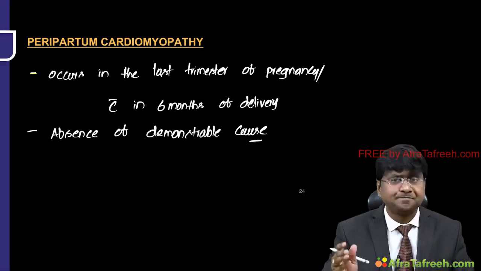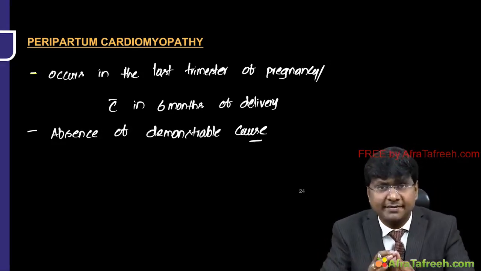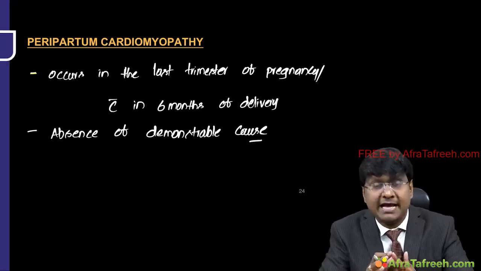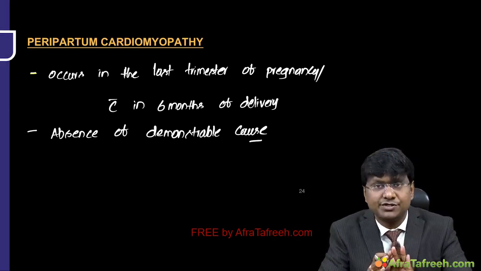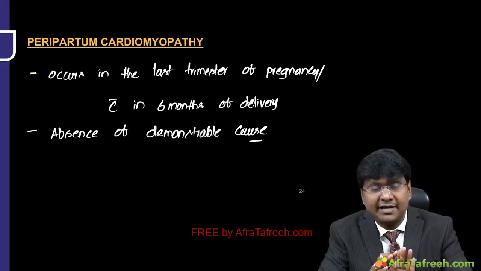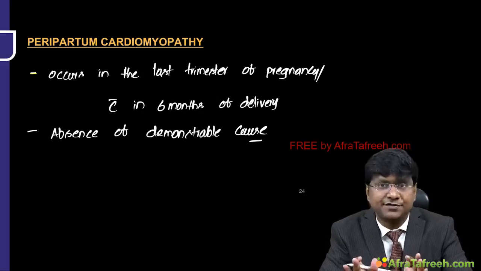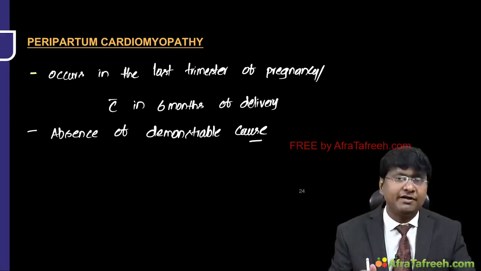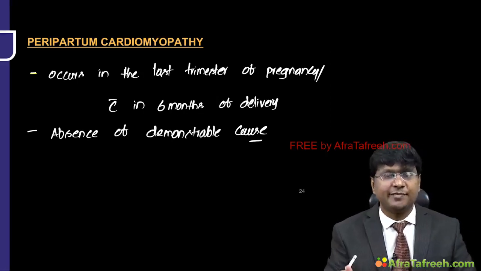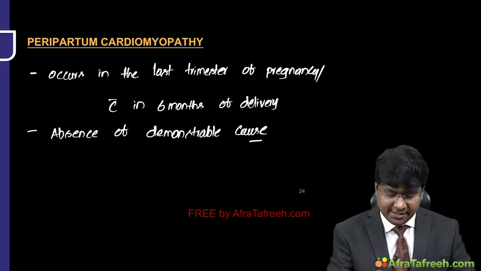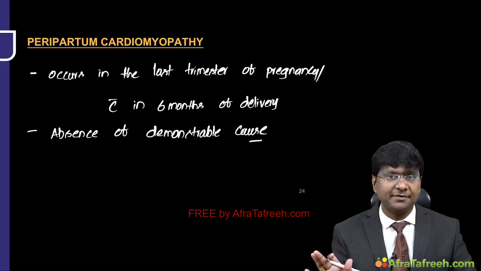In the sense, the individual should not be diabetic, should not have any coronary artery disease, any genetic mutation, any hypertension, or any nutritional deficiency. So in the absence of a demonstrable cause, if there is development of dilated cardiomyopathy during the last trimester of pregnancy or within 6 months of delivery, then we call it peripartum cardiomyopathy.